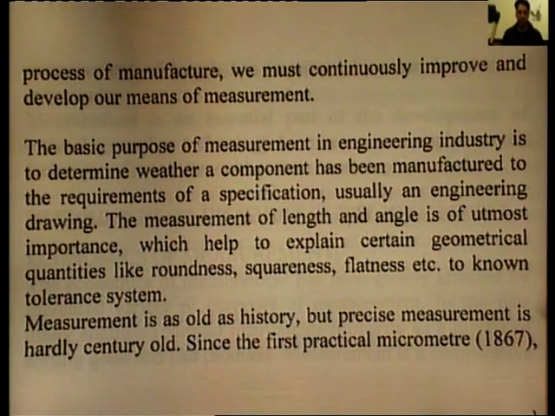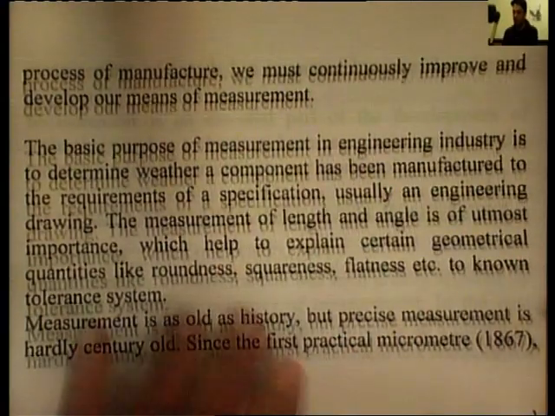And another important measurement is of the angle, which in 2D is in radians, while in 3D geometry the angle is represented by steradian. So, measurement is as old as history, but precise measurement is hardly a century old. It is quite astonishing and surprising that the first micrometer was produced in 1867, which is not more than 150 years from now.